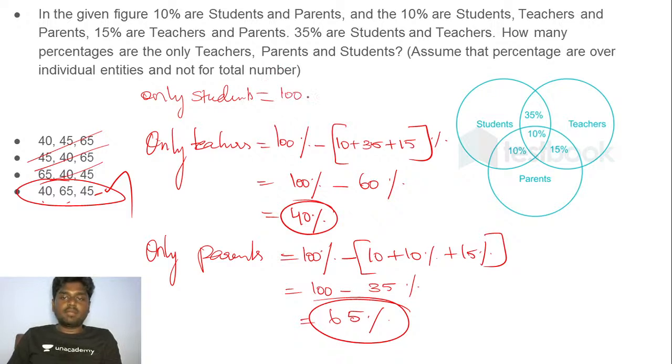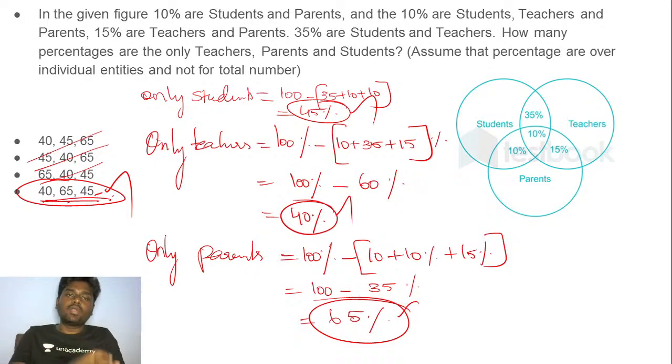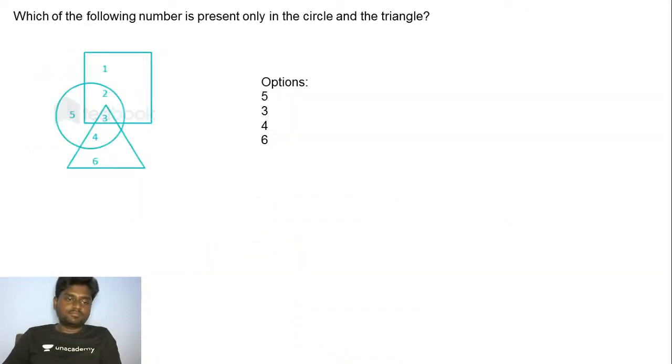So it's going to be 100 minus 35 plus 10 plus 10. So it's going to give you 55. So 100 minus 55 is nothing but 45. So we have got 40%, 65% and 45% to be the percentage of only teachers, only parents and only students respectively. That's it. Okay. Simple, very clear question. In this way, we'll go for the next one.